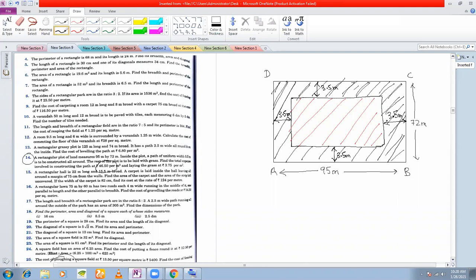And the next one is the cost of laying the grass. Now what you will do is you'll find out the area of this rectangle. This consists of grass, right? And the cost of laying the grass is how much? 3.75 per meter square. So whatever area of this red shaded rectangle that you get, you multiply it with 3.75. Now is it clear to you? You can do it on your own. Yes, sir. Okay, fine.